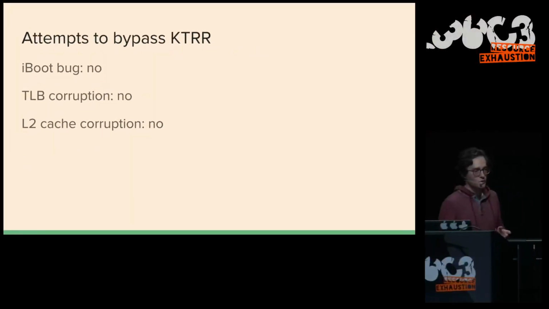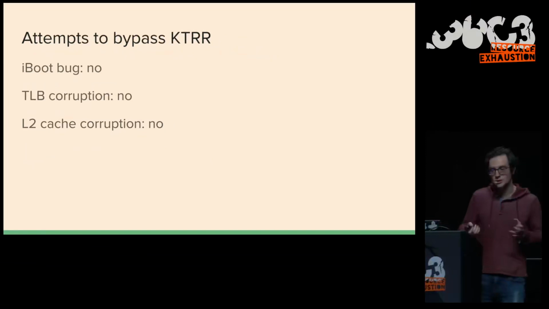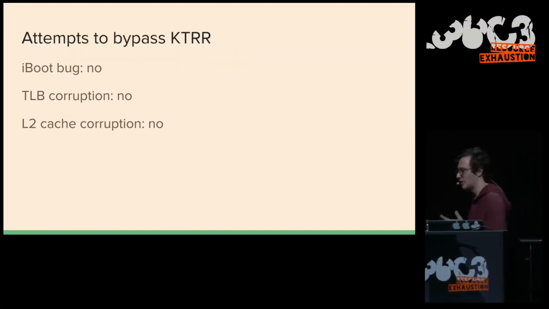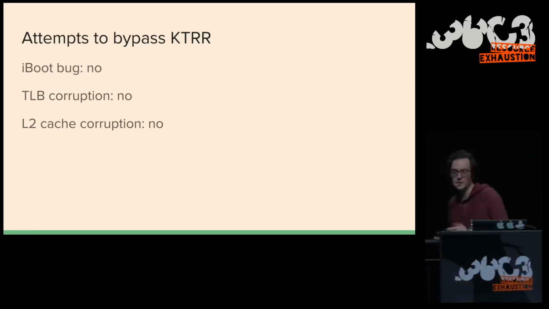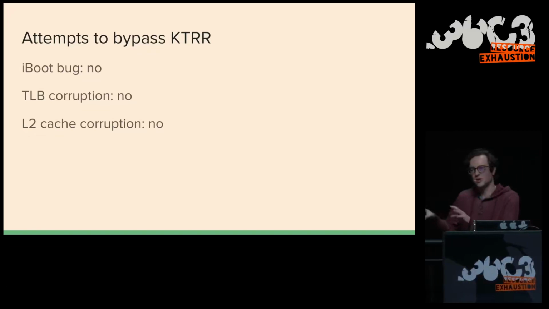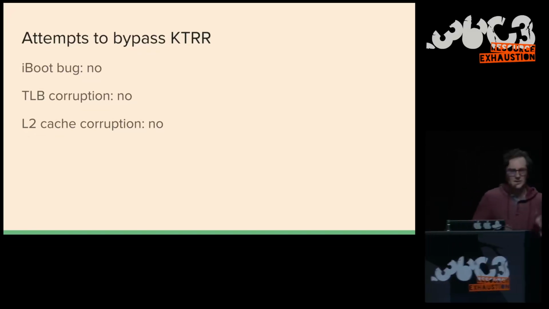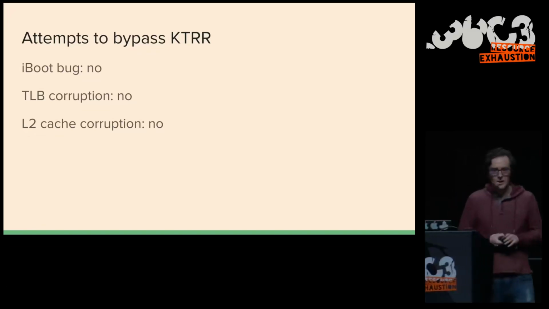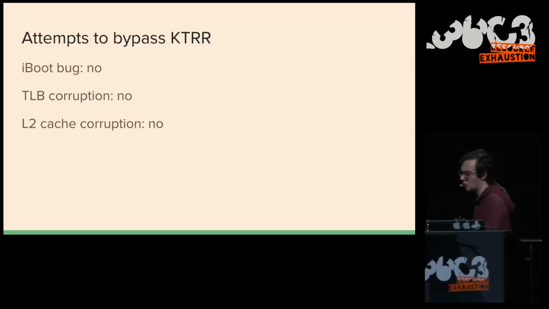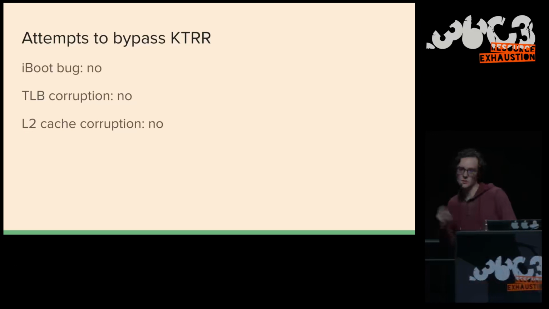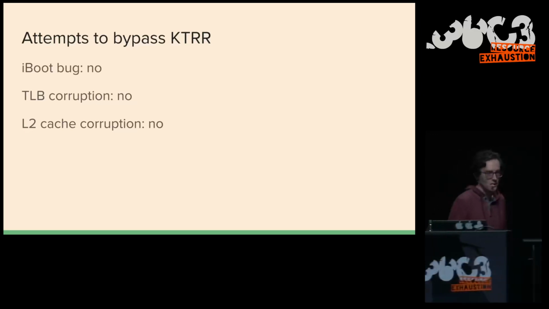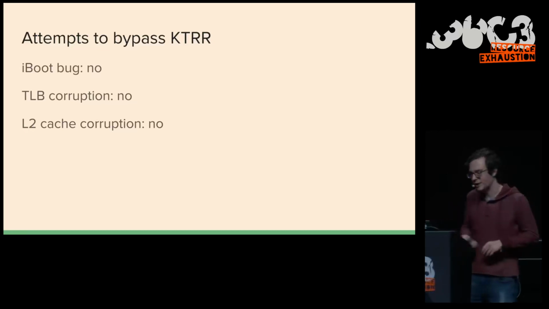Next, I read through several sections of the ARM architecture manual and saw some interesting things about how, if you have a weird malformed TLB entry or weird malformed page table entries, you could do something weird with the TLB. That didn't really end up yielding anything useful. I also misunderstood how KTRW worked a little bit, and thought maybe there's a way to corrupt the L2 cache and then bypass KTRW that way. That didn't end up really working either.